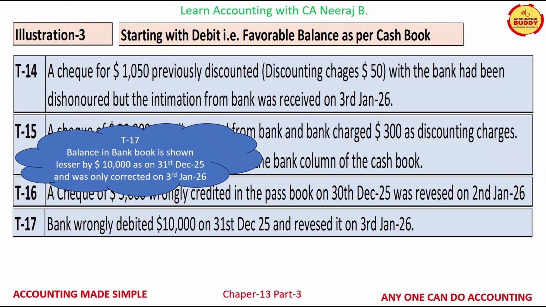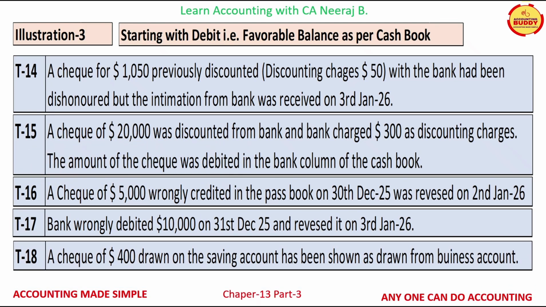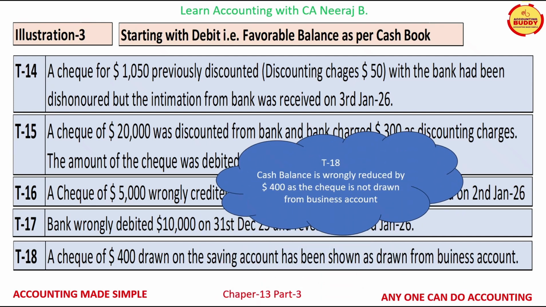T18 unmatched transaction is a check of $400 drawn on the saving account has been shown as drawn from the business account. Let us understand this transaction. The cash book balance is wrongly reduced by $400 as the check is not drawn from the business account. Basis these transactions, we will prepare the bank reconciliation statement in the next slide.